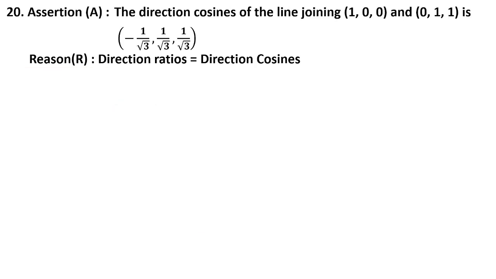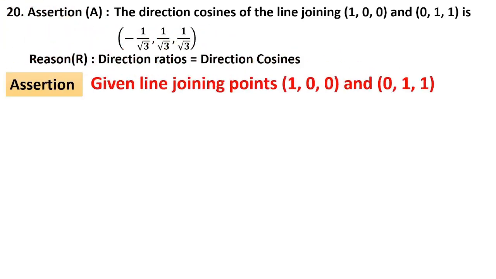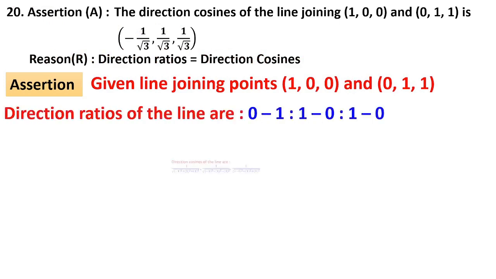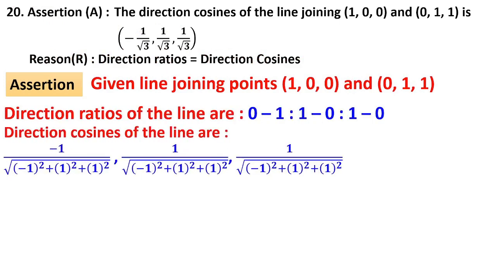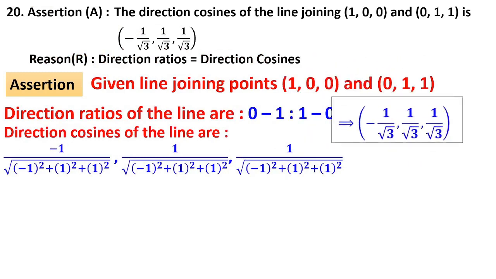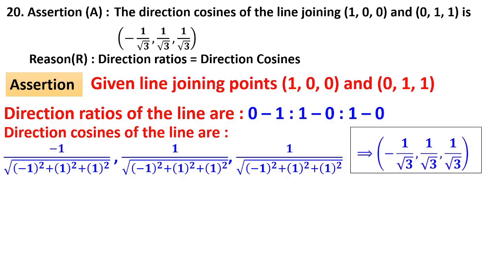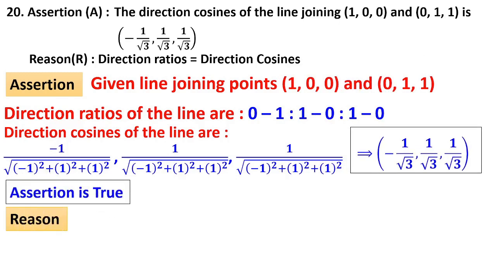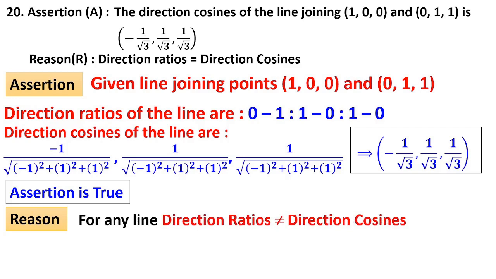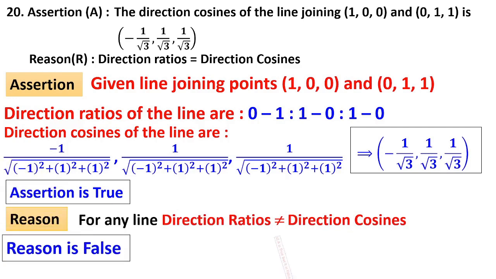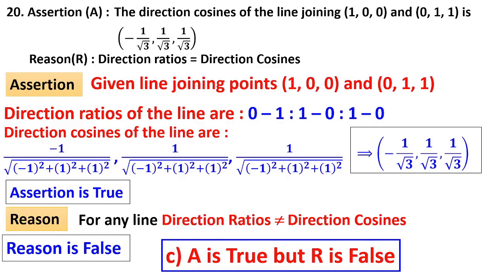Question number 20. The assertion is direction cosines of the line, and the reason is direction ratio is equal to direction cosine. Let us check whether the direction cosines are correct. For that, we have to find the direction ratios. They are minus 1, 1 and 1. But when you find the direction cosines by making use of the formula, you are getting minus 1 by root 3, 1 by root 3 and 1 by root 3. Therefore, assertion is true. But the reason, direction ratios equal to direction cosines, is not true, it is false because they are not equal. Therefore, A is true but R is false.